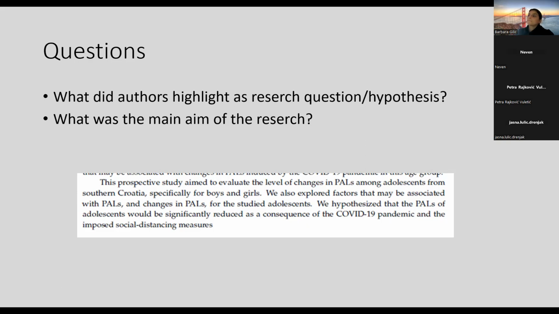The hypothesis is that the physical activity levels of adolescents would be significantly reduced as a consequence of the COVID-19 pandemic and the imposed social distancing measures. So those are the main aims and the main research hypothesis of the given research.